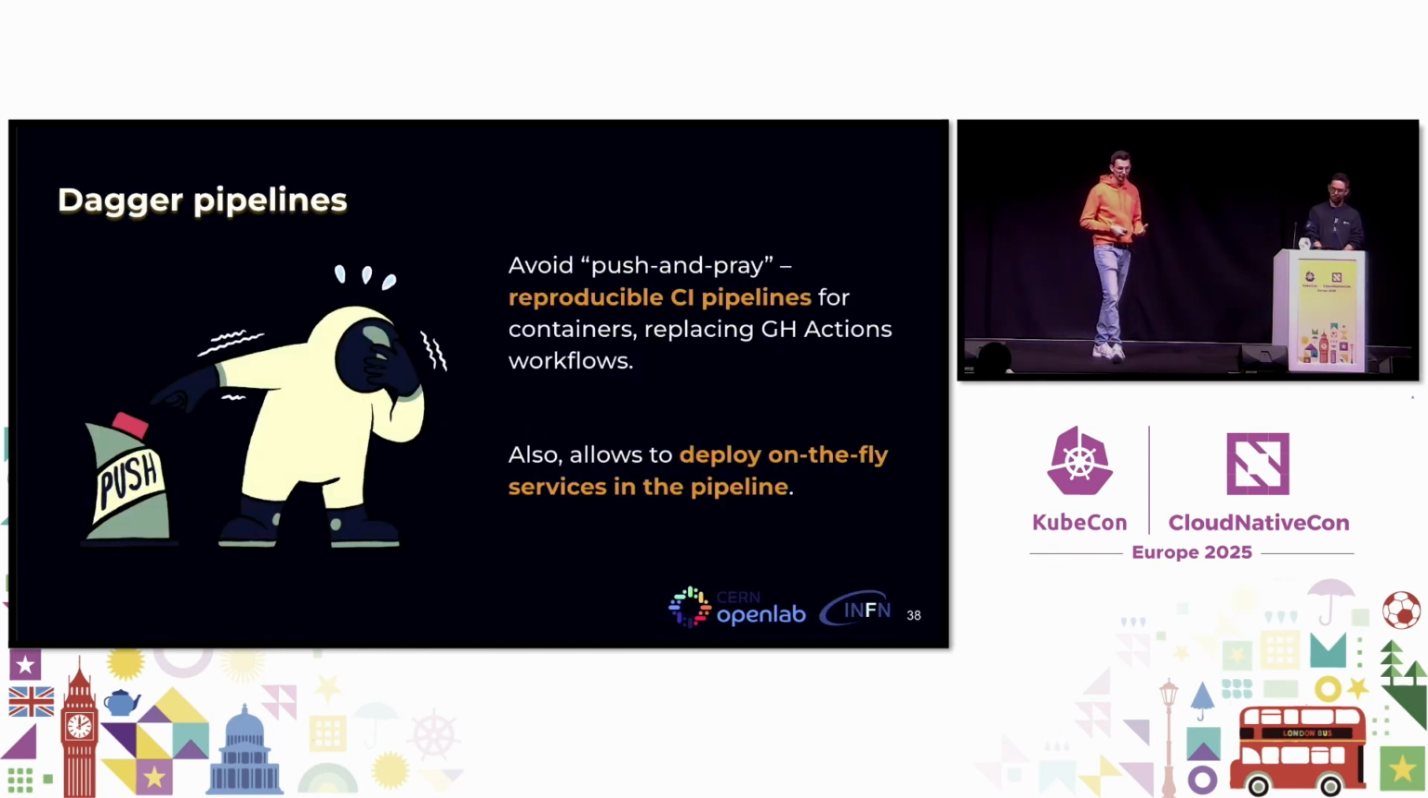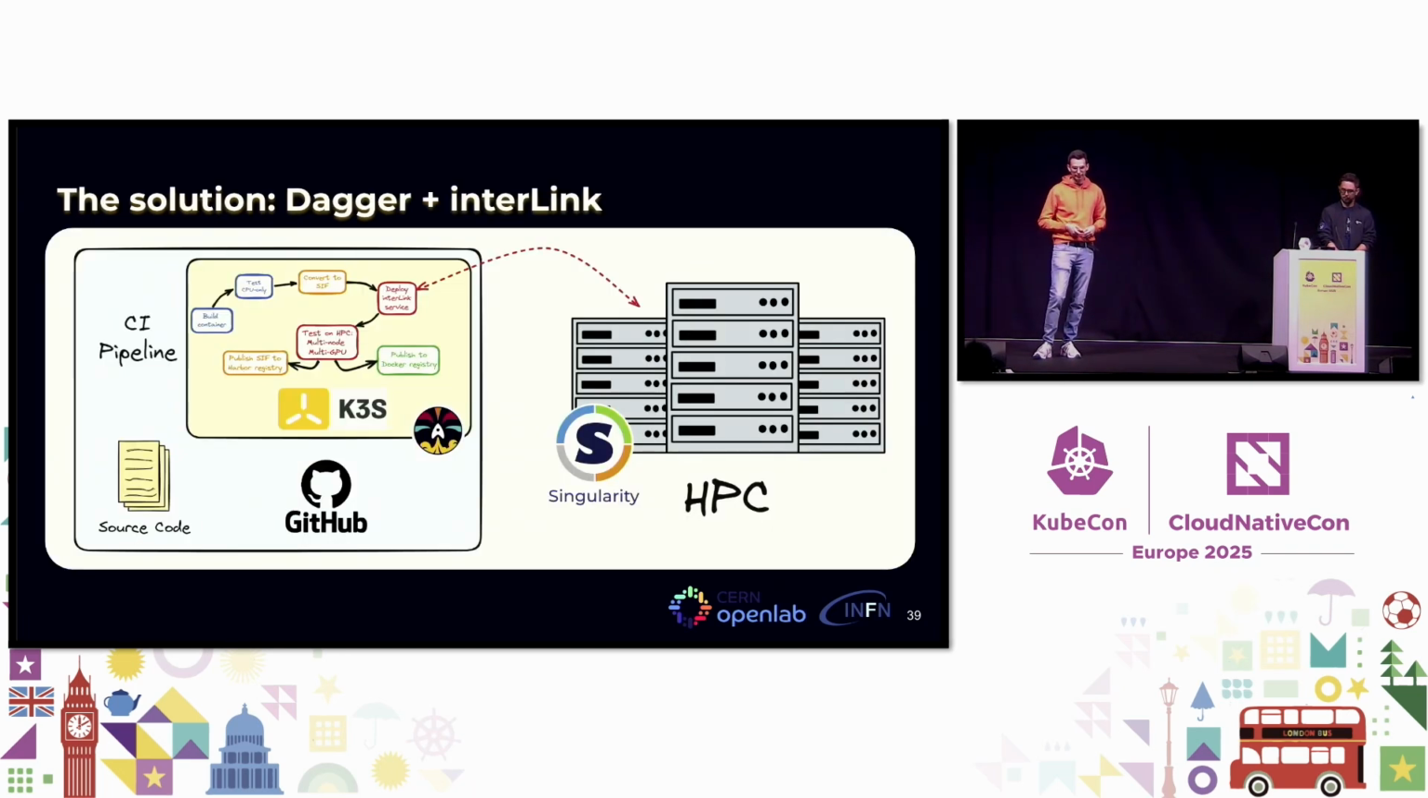So the first ingredient is Dagger pipelines. Diego already made a very nice introduction. The great benefit, in my opinion, is that you can avoid push and pray. You have a reproducible CI that you can run on your laptop, on GitHub, on GitLab, wherever you want. It will always be the same, and it's based on containers, which is pretty useful for us. And second, Dagger pipelines allow to spawn on-the-fly services in the pipeline, and this will be pretty useful for the next step, which is putting everything together with interLink.